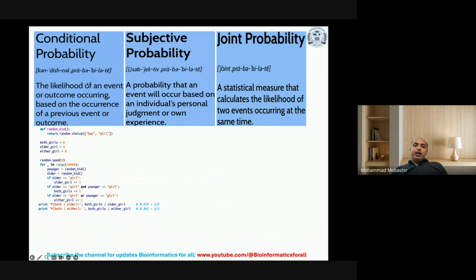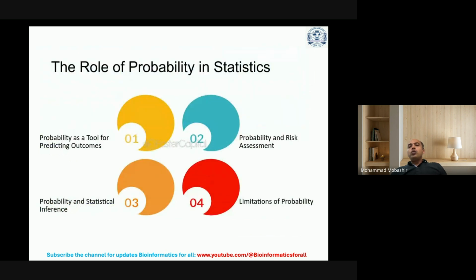Now I will continue with conditional probability, where if you want to write some code in Python, this is the simplest form to write for any kind of problem where you think conditional probability will be applied. Now, what are the roles of probability in statistics? The 4 summarized roles are here. Probability as a tool for predicting outcomes.